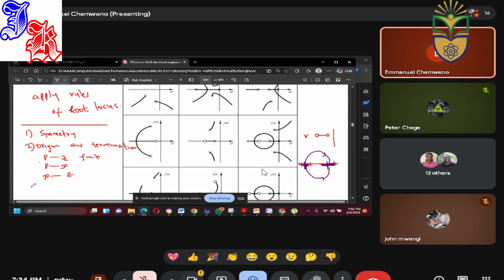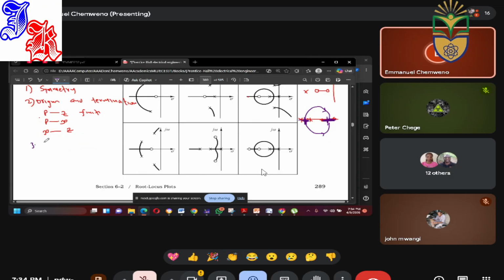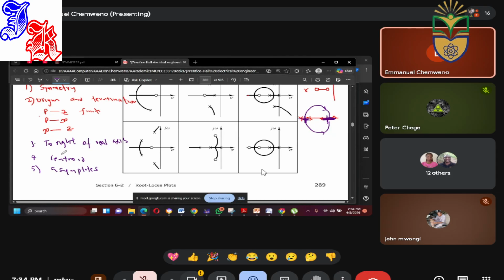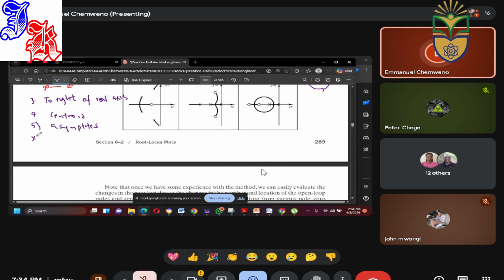Rule number 3 was to the right of real parts of real axis. If it's to the right of the real axis, it's part of the locus. This is what I'm saying, part of the locus. Number 4 is centroid. Centroid and asymptotes go together. Asymptotes. Now, immediately after centroid and asymptotes, you have a breakaway point. Breakaway point.